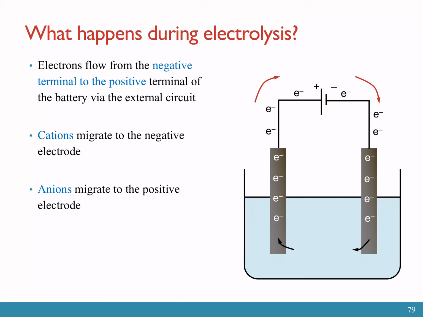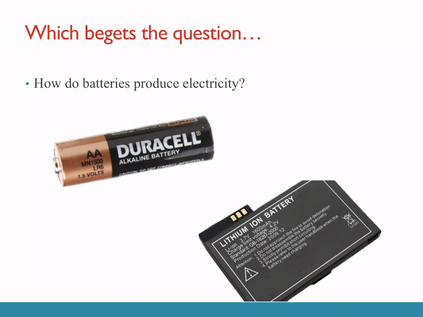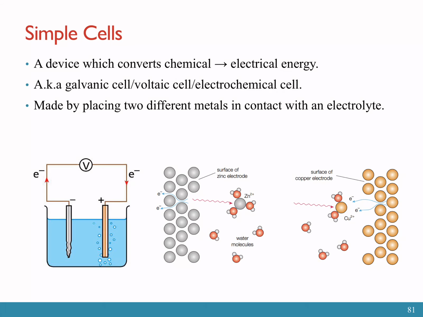Okay, what happens? Electrons flow from the negative terminal to the positive terminal of the battery. Cations move to the negative electrode, and anions move to the positive electrode. This one we've learned before. Then, our question to you: how do batteries produce electricity? Ever wonder why this is called an alkaline battery? Why this lithium-ion battery? You don't know, right?